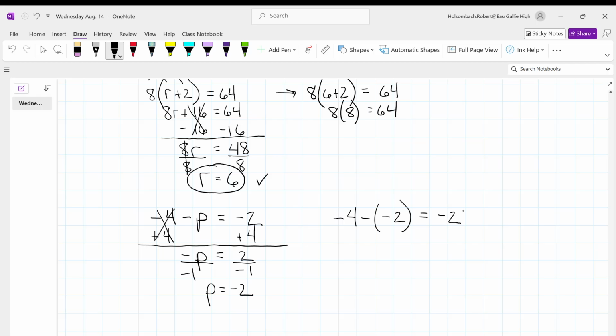So you can just type it in your calculator or you can keep change. And negative 4 plus 2 is negative 2 and it's equal to negative 2. So our solution works and is correct.